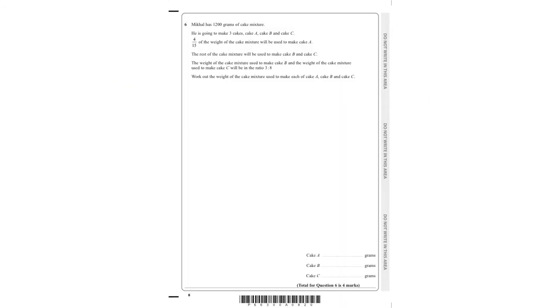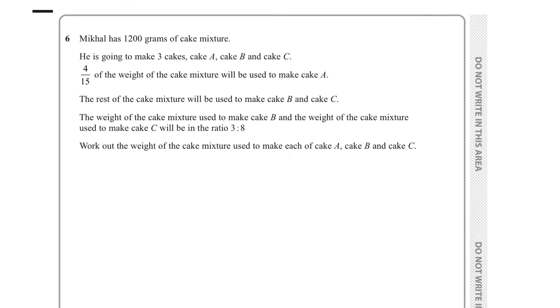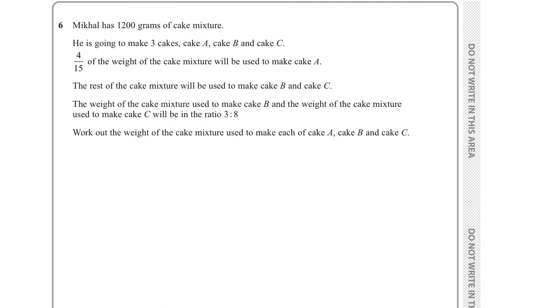Okay then, let's take a look at question 6. So, there's a lot to digest in here. I want you to read question 6. They always have one of these on the exam. We need to really know how to answer these types of questions. So, Mikhail has 1,200 grams of cake mixture. He's going to make 3 cakes, cake A, cake B and cake C. 4/15 of the weight of the cake mixture will be used to make cake A.